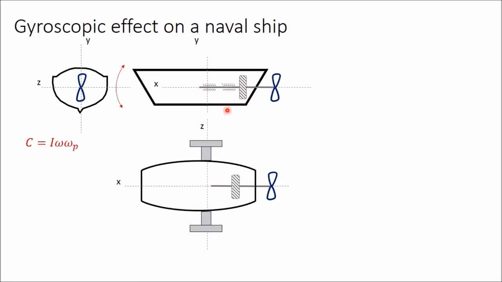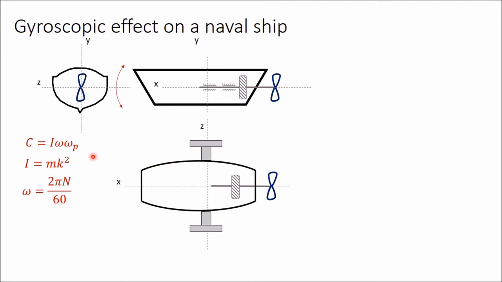Now in this, gyroscopic couple is the same I omega omega p, where I can be calculated as m k square, where m is the mass of all the rotating parts, all the spinning parts, and k is the radius of gyration. Now omega can be calculated using the relation 2 pi n divided by 60, where n is the rpm of this shaft or rpm of these rotating parts.